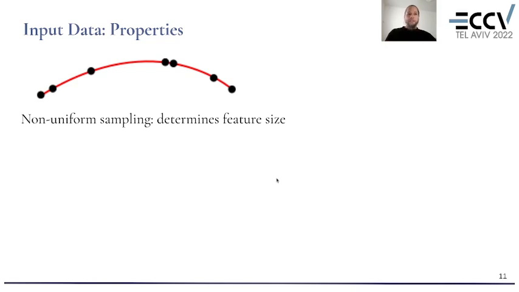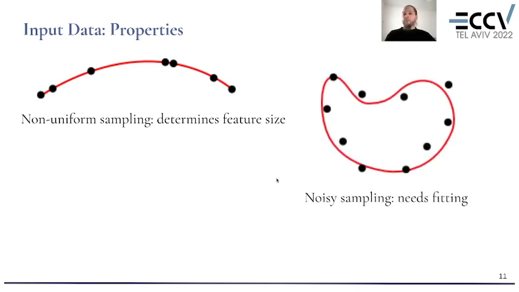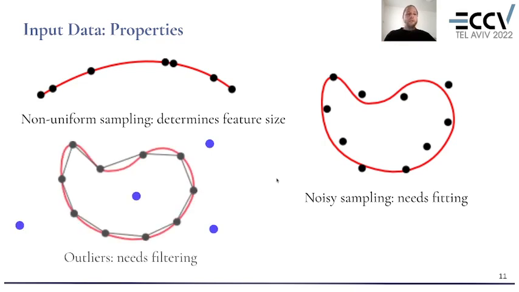Then we can also classify the algorithms based on properties of the input data. For example, if you have non-uniform sampling, then this determines the feature size that we are able to reconstruct, because we cannot reconstruct features which are smaller than the distance between samples. This is similar to the sampling theorem. So we have uniform and non-uniform sampling as a property. Then we have samples which are not noisy or noisy, and then they require fitting instead of interpolating of the points. And we also may have outliers, so this is information which is not relevant or hinders curve reconstruction, and we need to classify, filter that, and remove them before feeding the points to a reconstruction algorithm.